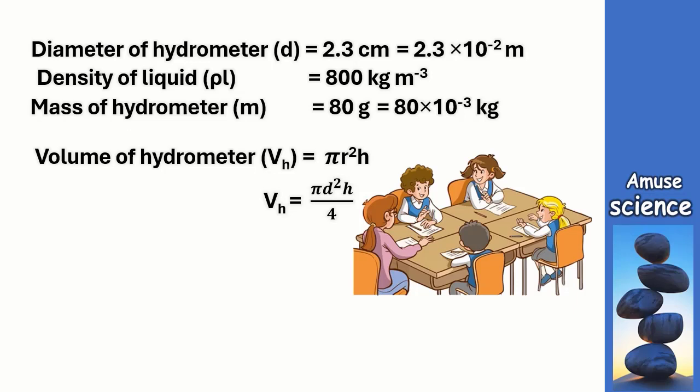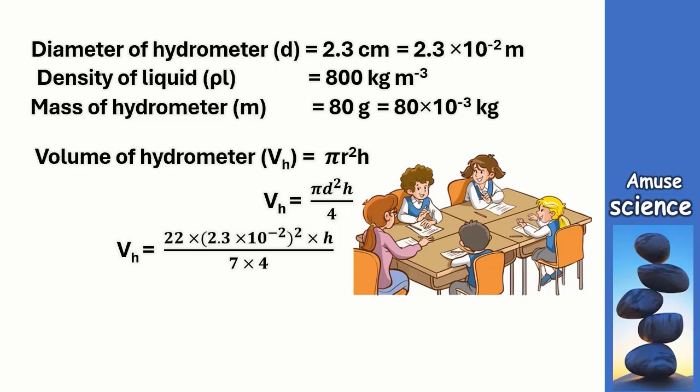So now let's substitute the values. The volume of the hydrometer is going to be 22/7, which is for pi, multiplied by 2.3 times 10 exponent minus 2, all squared, multiplied by the height, that is the depth to which the hydrometer sinks, which is represented by the h, all divided by 4.